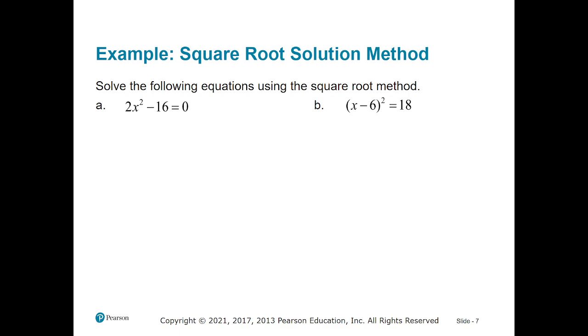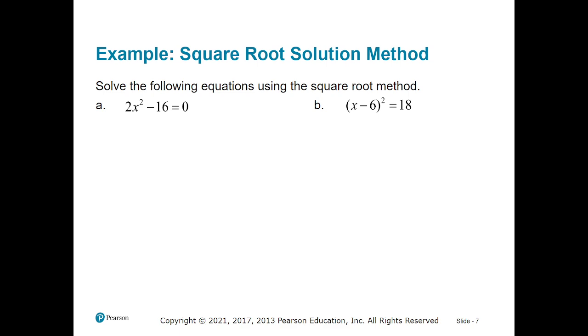Okay, looking at part B, we've got x minus 6 squared equals 18. So, first thing we have to ask ourselves is, is this in the form that we require to use this square root method? Well, to use my square root method, I need to have something raised to the 2 power, and I need it to equal some constant real number.